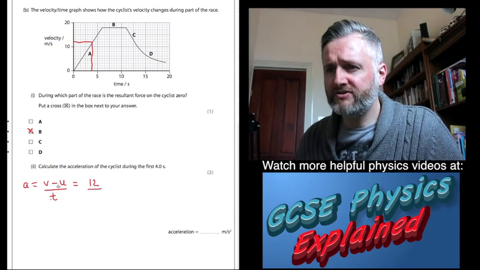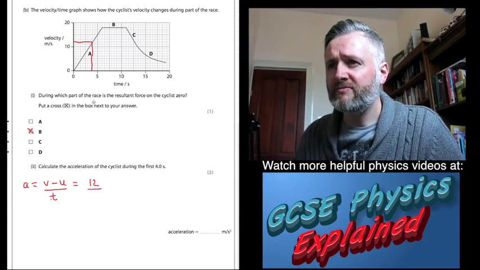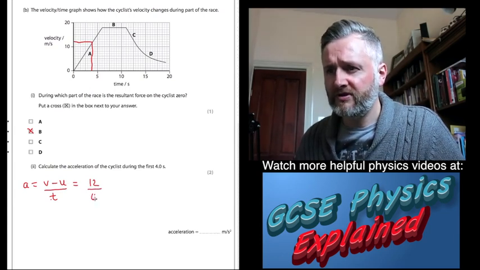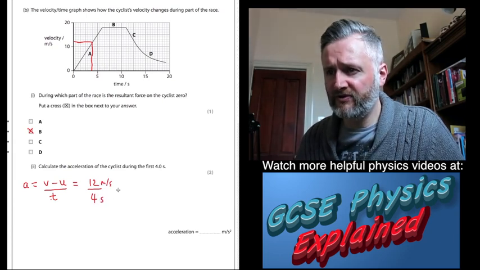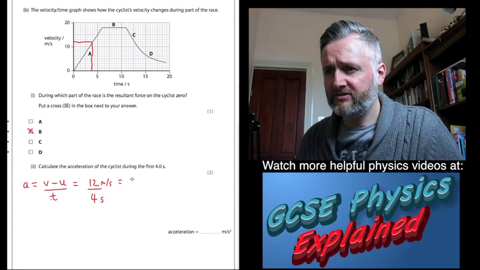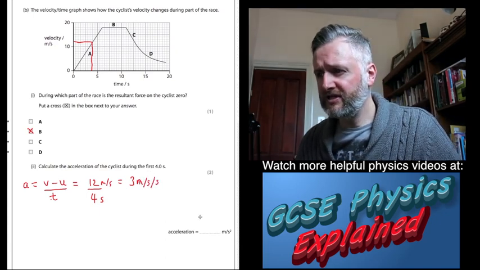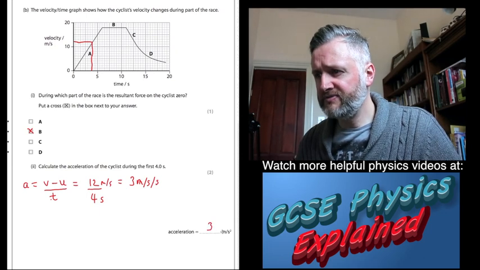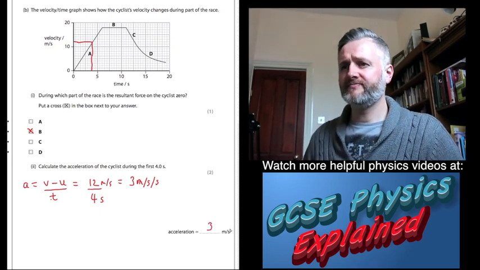So the change is just 12, and the amount of time it took was 4. So 12 meters per second change divided by 4 seconds. And that comes out as 3 meters per second, or what we say is 3 meters per second squared.